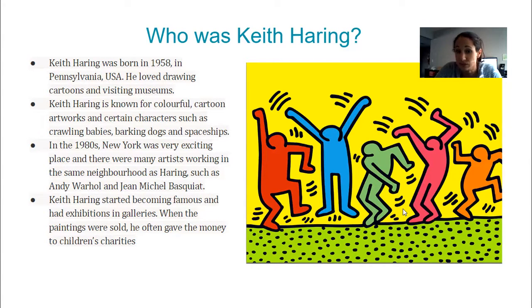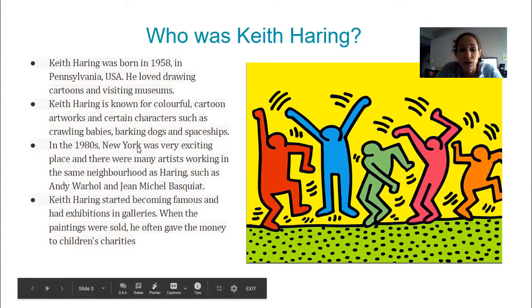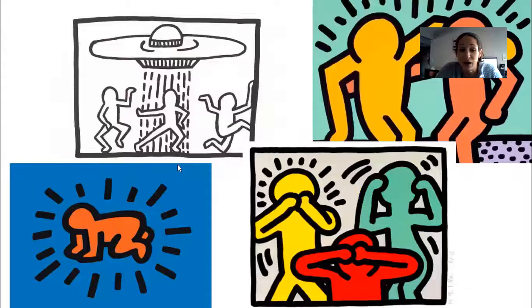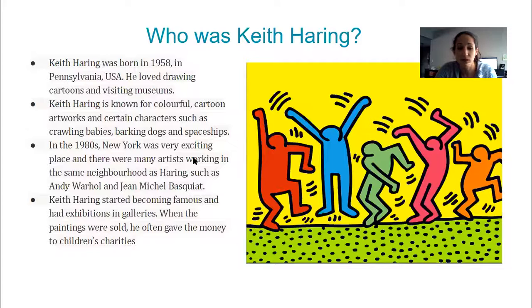So it's very cartoony. Keith Haring is known for his colorful cartoon artworks and certain characters, such as crawling babies, barking dogs, and spaceships. In the 1980s, New York was a very exciting place, and many artists worked in the same neighborhood as him, such as Andy Warhol and another artist named Jean-Michel Basquiat. I don't know if you guys have ever heard of either one of those artists, but Andy Warhol was a really famous artist, so you might have heard of him. But they all kind of worked together in the same area.